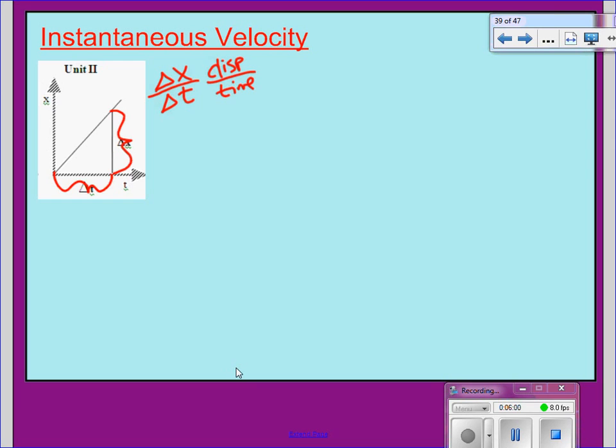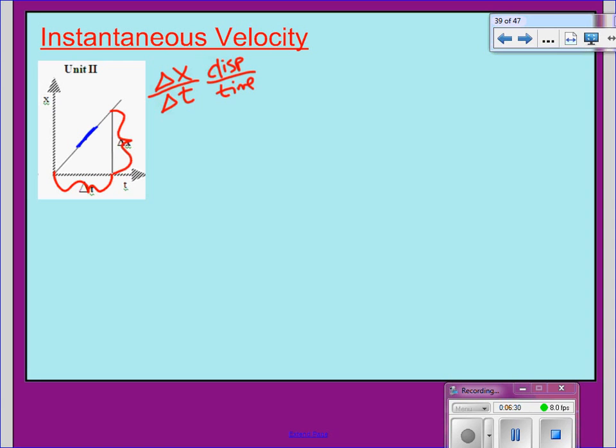Now, what if I asked you not what is the entire average velocity, but what is the instantaneous velocity? Or in other words, what is the velocity at a certain instant point in time? For example, what if I wanted to know what is the velocity right at that unit of time? Well, remember, you can take the velocity by figuring out what the slope is at that point. So if I took the slope at that point, that would tell me what my instantaneous velocity was.